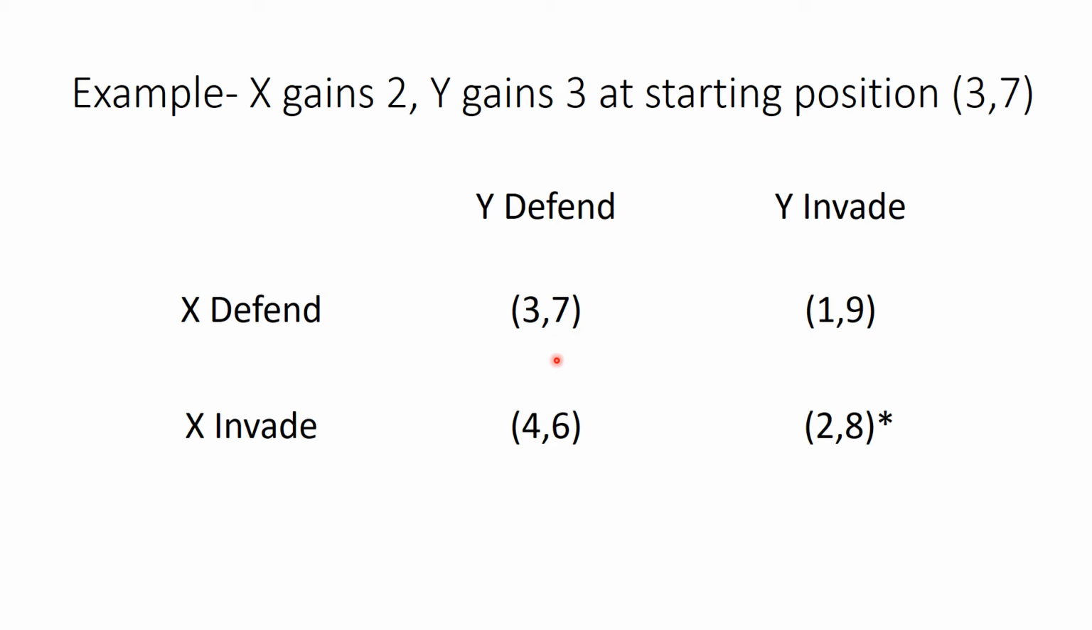Now we have a 2, 8, but X wants to gain 2. So we say, okay, 8 minus 2 would give you 6. 2 plus 2 would give you 4. Now we've filled out this cell.